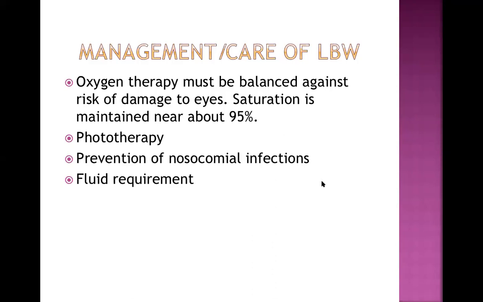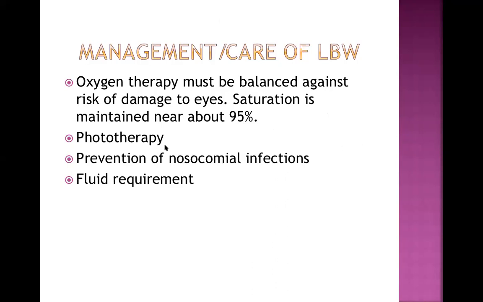Okay? But what is the oxygen saturation we need to maintain? That is the question. And oxygen saturation is enough if it is maintained around 95%. Don't try to take it to 100%. That is not necessary. And to do that, you need to give a large amount of oxygen, which will damage the eye of the baby, especially if that baby is very premature. This is called retinopathy of prematurity.